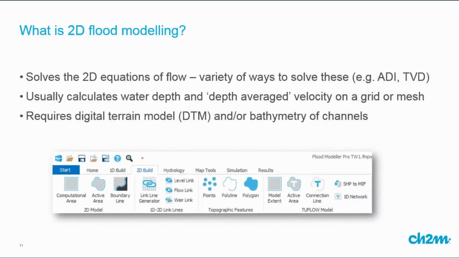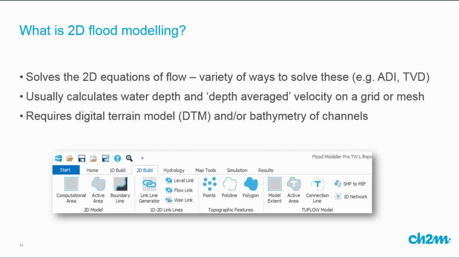There's a variety of ways of solving these equations within Flood Modeler. For example, there's something called the ADI and the TVD scheme. These different solvers are better for different types of things. So ADI is better on the lower slope, lower velocity areas, and the TVD is aimed to capture shocks, so it can do a very sharp front to a flood wave.